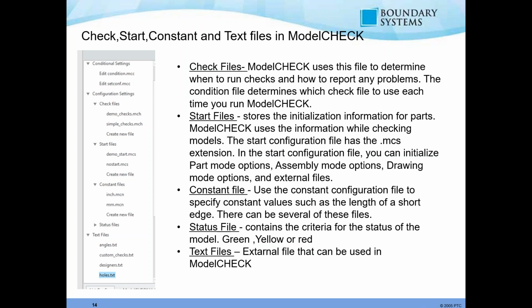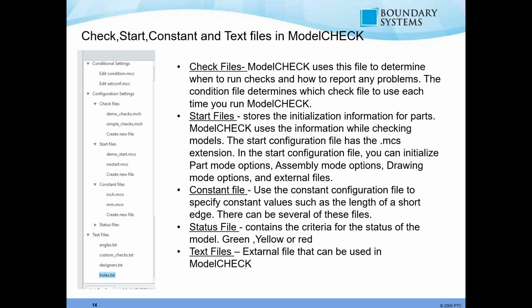Okay, then if we move on to the check, the start, the constant and the text files that you can use. The check files: this is what you need to check and how you report the problems. The start file stores the initialization information for parts, and it's going to use this to check some things in Creo as well. The constant file: use the constant configuration file to specify constant values such as the length of a short edge, and you can have more than one constants file.